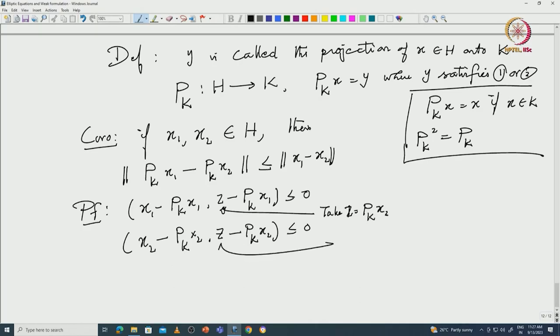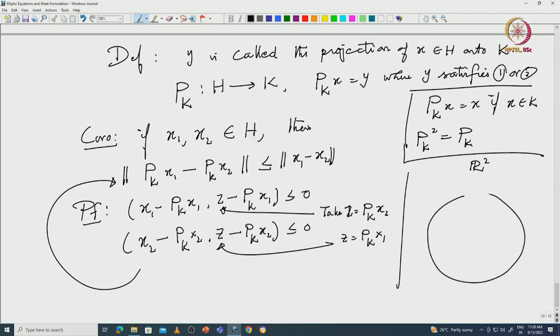Here you take z equal to P_K of x1 and add the inequality and do things to derive this. This will give this, okay, by subtracting and doing some process. One more remark: in the case of R2, geometrically that is a very nice thing.